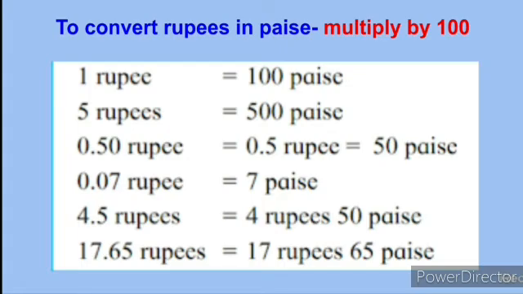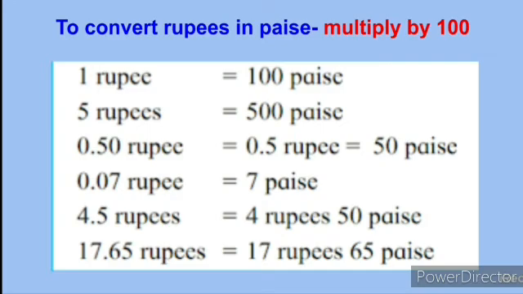Now we have to convert rupees into paisa. Don't get jumbled. We have to convert rupees into paisa. If you want to convert rupees into paisa, what are we going to do? We are going to multiply by 100. So 1 rupee is equal to 100 paisa. That we know. So 5 rupees, what are we going to do? 5 multiplied by 100. Means 5 rupees means how many paisa? 500 paisa. Similarly, 0.50 rupee.